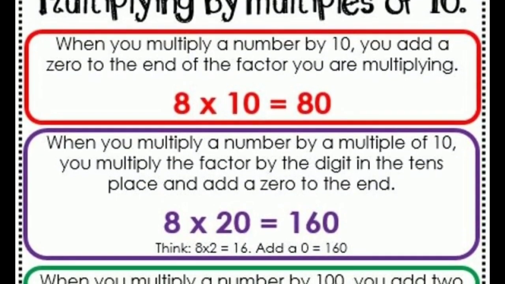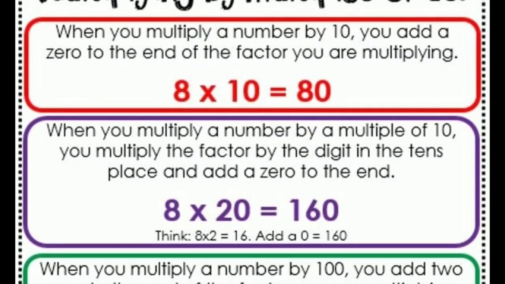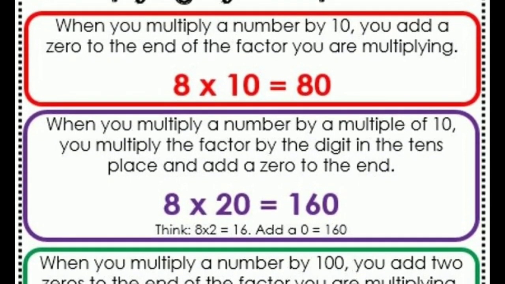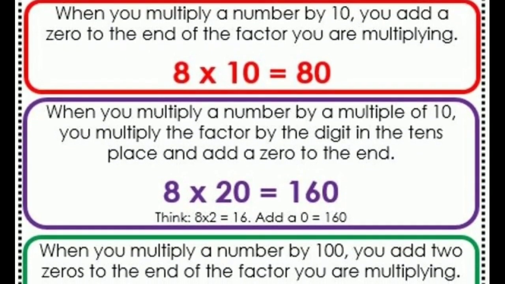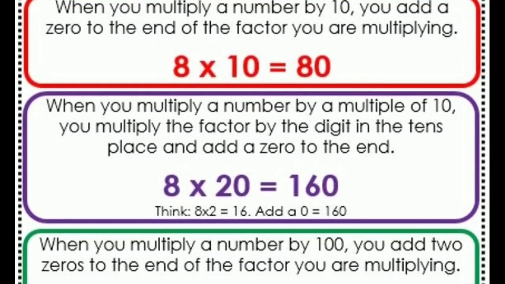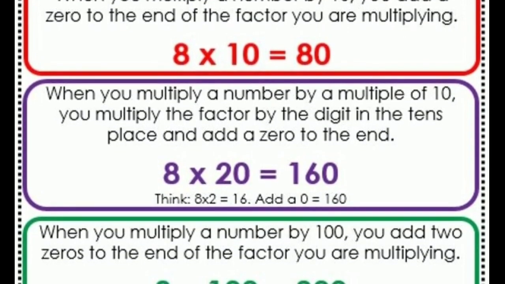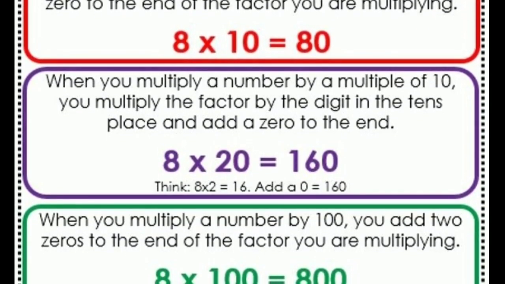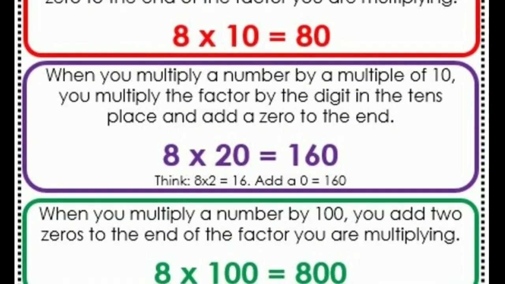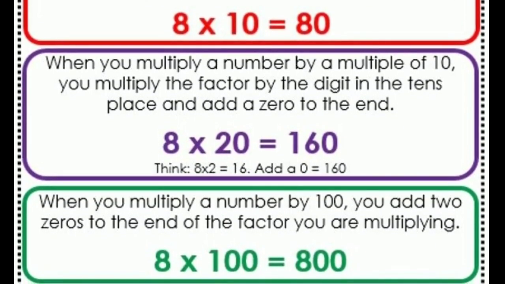It means you just multiply the two multipliers and you will get the same product and just apply a 0 to it. Like 8 into 1 is 8, and if we multiply it with 10, it will become 80. Similarly, when you multiply a number by a multiple of 10, you multiply the factor by the digit in the tens place and add a 0 to the end. For example, 8 into 20 will be 160. How come? Think 8 into 2 is equal to 16 and add a 0, you will get the answer as 160.